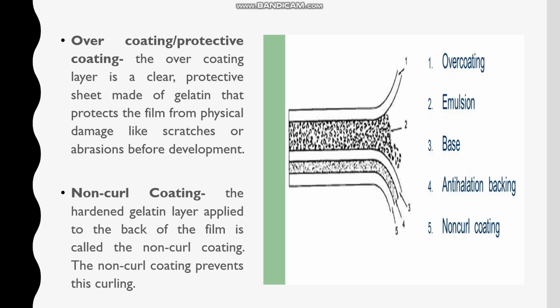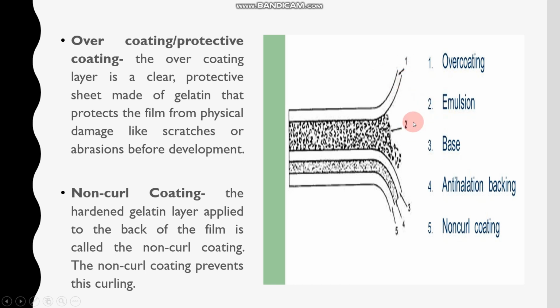So again, ang job ni non-curl coating is to prevent the film from curling during the drying process. Kasi kapag nabasa yan, mag-i-swell, and then kapag pinatuyo mo, dun yung tendency na mag-curl siya. And then we have this non-curl coating to limit or totally ma-restrict yung film from curling. So, yan po yung ating 5 basic components or properties ng ating film.